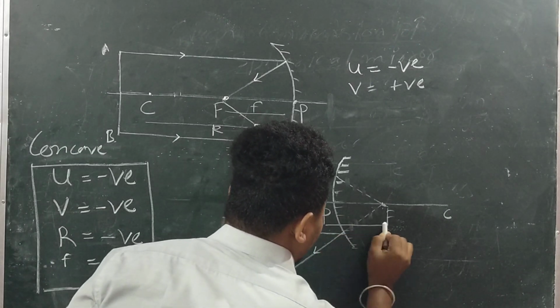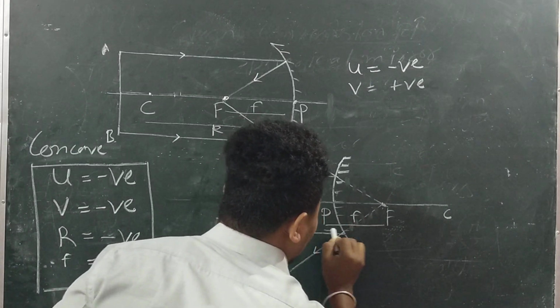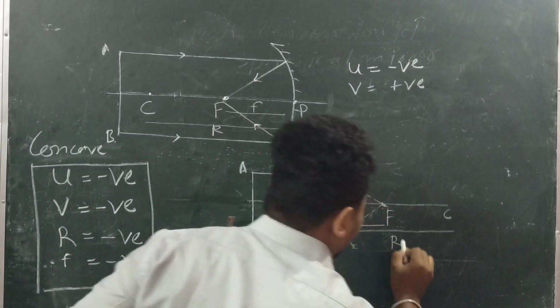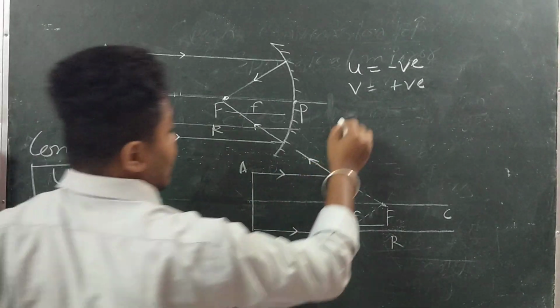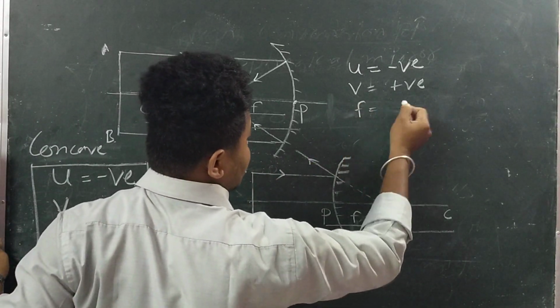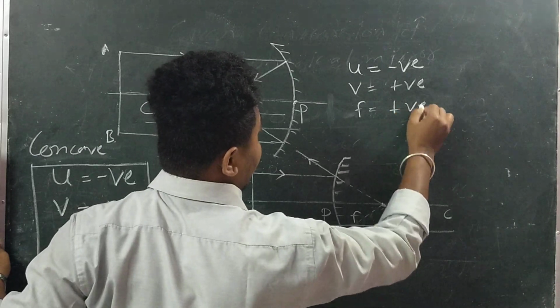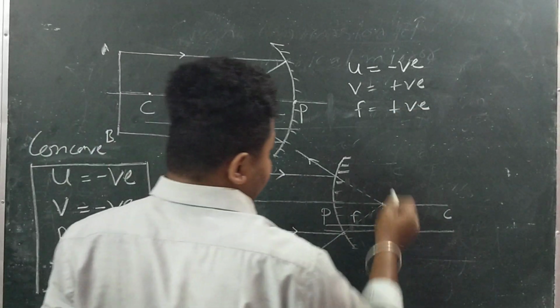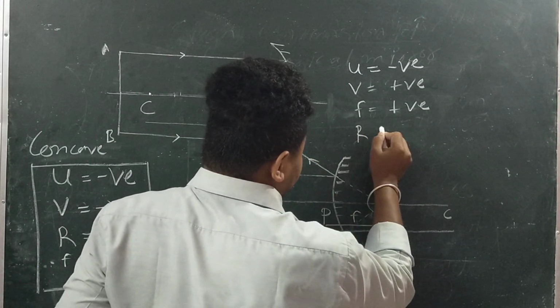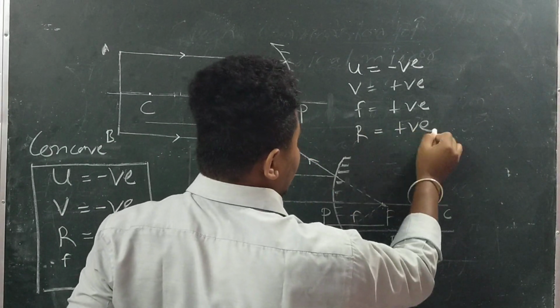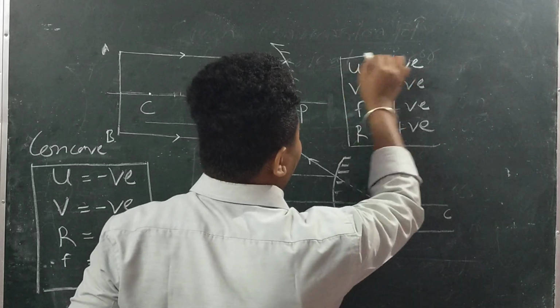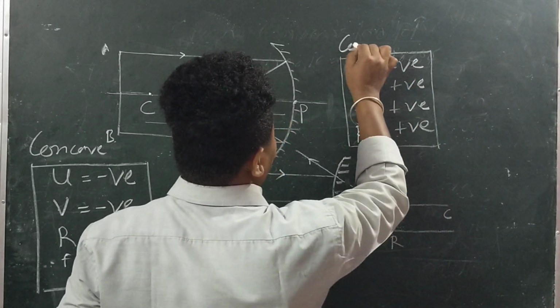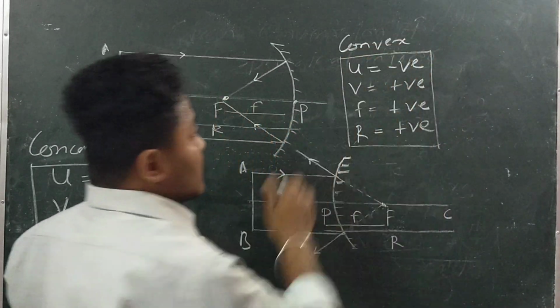This is going to be your focal length, and this is going to be your radius of curvature. So focal length f is going to be what? Positive. Why? Because it is on the right side of the mirror, and radius of curvature is also going to be positive. This is in case of convex mirror.